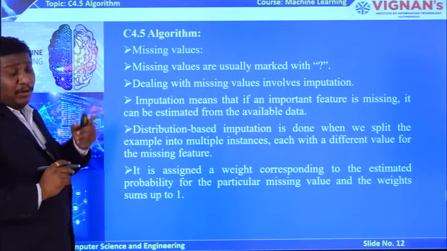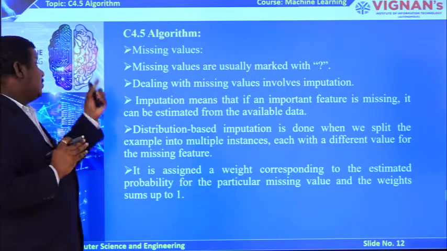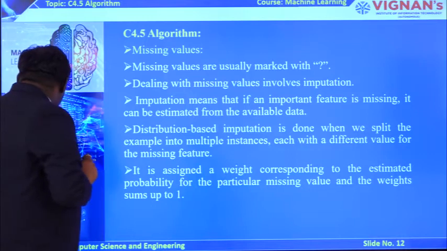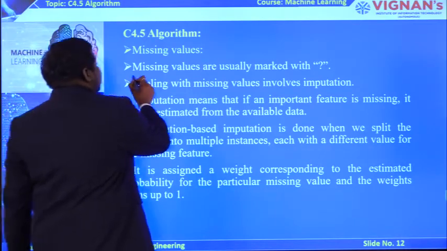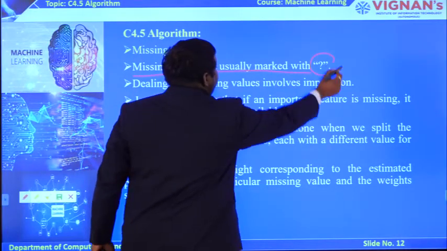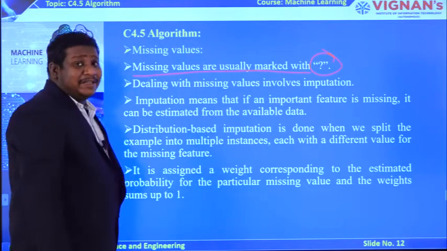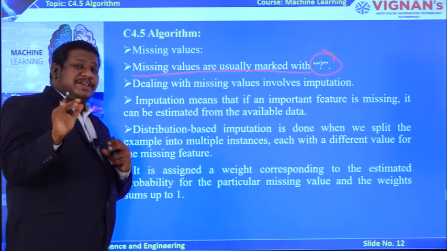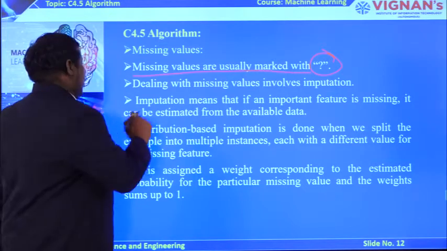So, I told you one more important thing, pruning and missing values. So, what is this missing values? See, missing values are usually marked with the symbol question mark. So, normally whenever the data is represented, if a value is missed there, we will represent that with a question mark.